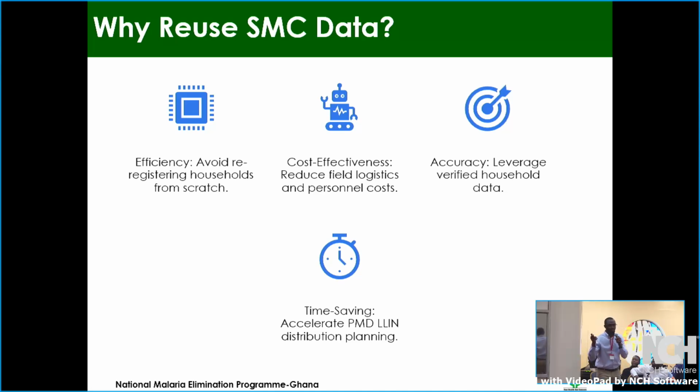Okay, so reusing this SMC data was very efficient. The households were not re-registered again. In terms of cost effectiveness, it reduced the amount of field logistics that were needed. If the two campaigns were held differently at the same time, it would have increased the number of personnel, maybe the registration assistants and the volunteers, and it would have increased the number of days also. If we were supposed to do the two of them at different times in the same year, we probably would have done SMC for 7 days and then PMD for another 7 or 5 days. But because it was combined, we did the entire campaign in 7 days.